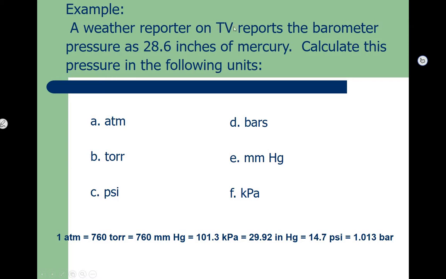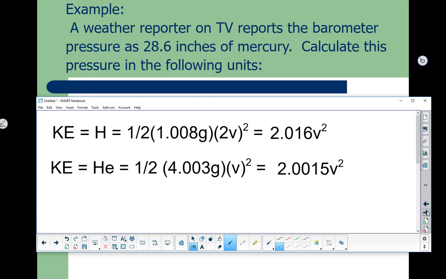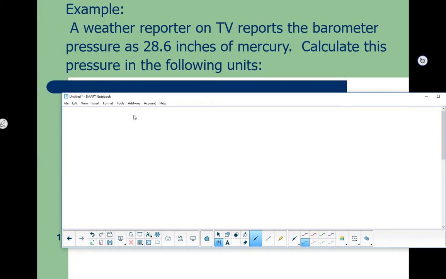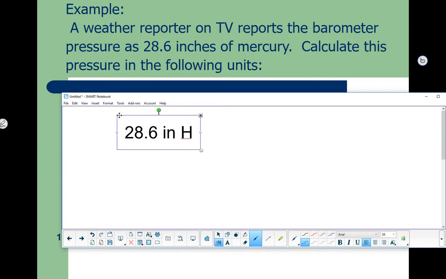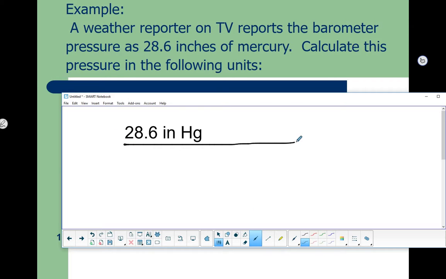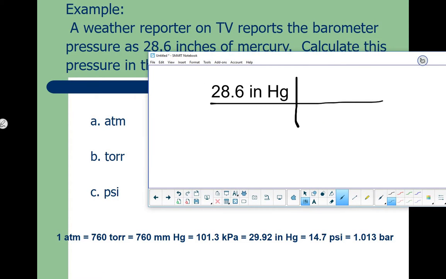A weather reporter on the TV reports the barometer pressure is 28.6 inches of mercury. Calculate this pressure in the following units. So the first thing that we would do is bring up our blank page here, and we would start with what we were given, which is the 28.6 inches of mercury. Okay, this is back to our regular old factor label. We're going to look at what we've got down here for inches mercury. So in inches mercury right here is 29.92. So that is going to go right here.